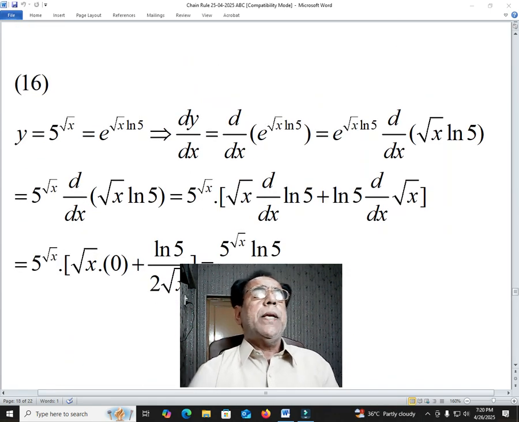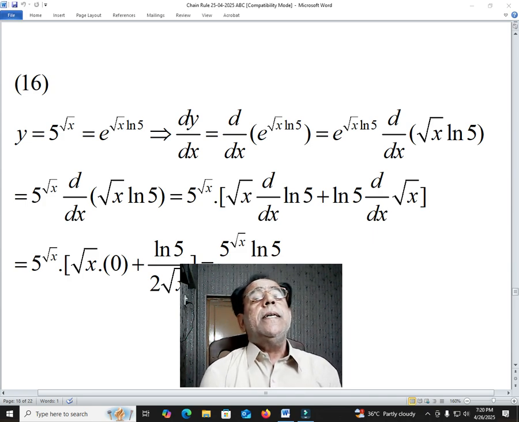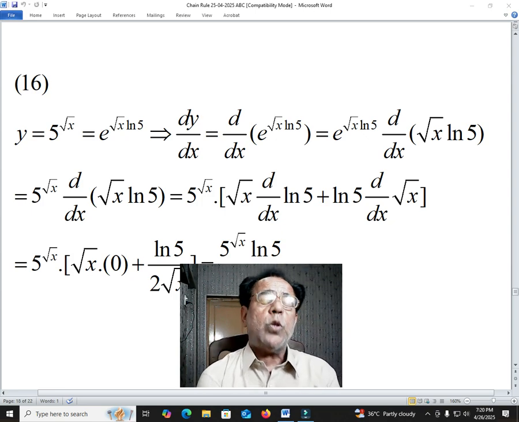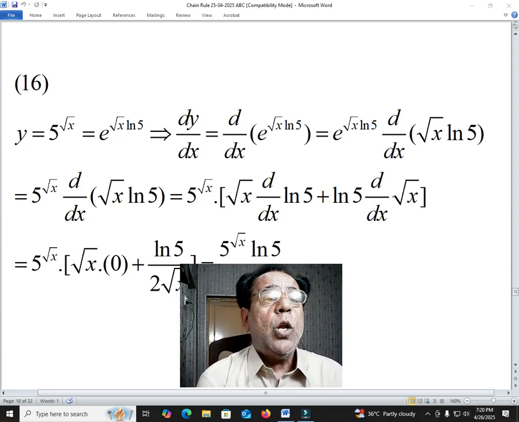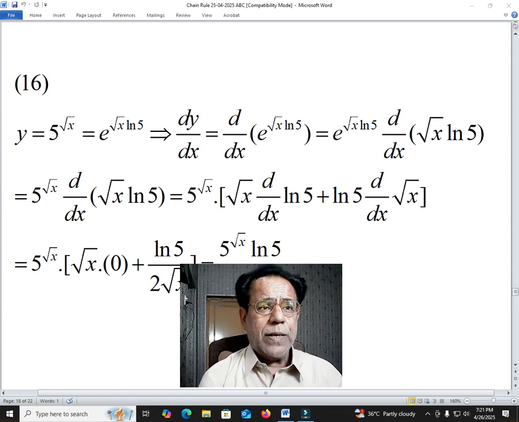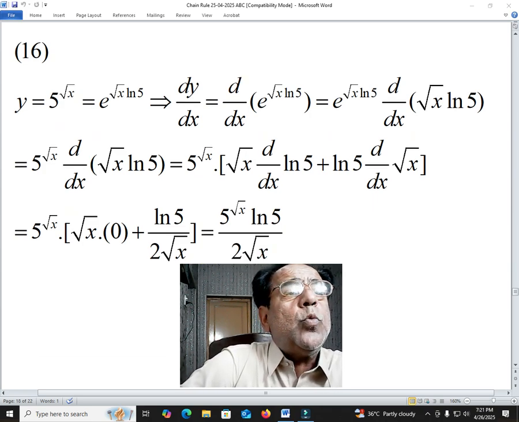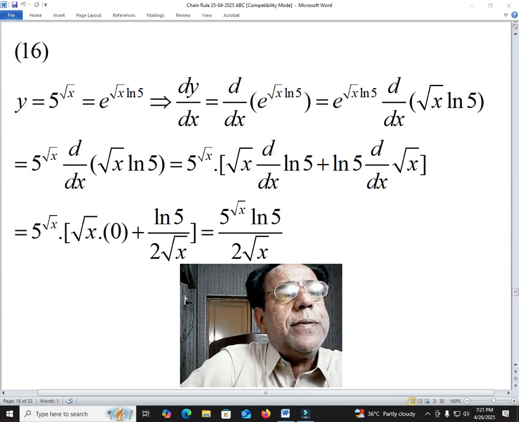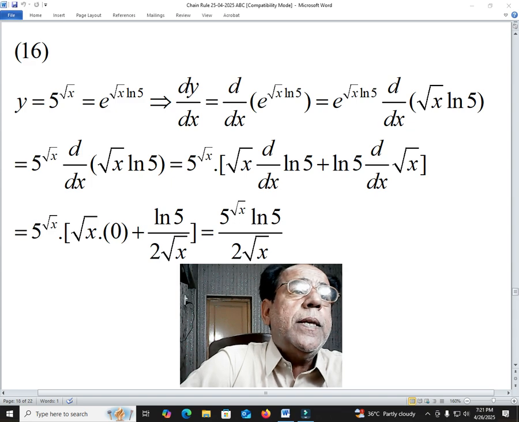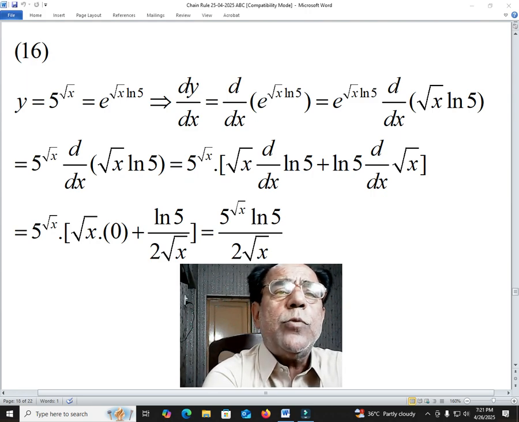Problem number 16. Y equal to 5 raised to power x square root or x under root. Dear students, in our snapshots we have shown a snapshot in which logarithmic identities were given. Okay, so using that property, y equal to 5 raised to power x under root becomes equal to e raised to power x under root into log 5. Okay, according to that property which we have shown in our previous snapshot. Okay, this implies that dy by dx equal to d over dx into the same.